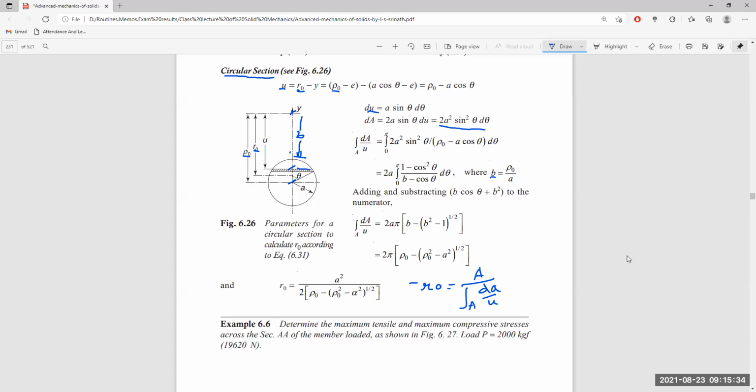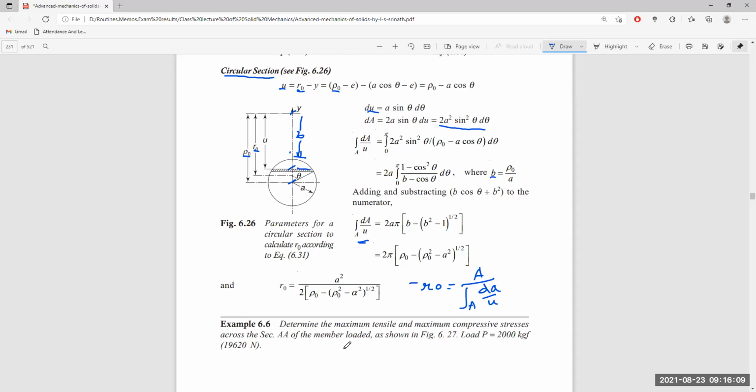So we have integrated this portion for the full circle, and this is our expression. We brought it here, and A is equal to pi r square. Pi r square is the area of the circle. So pi will cancel, and A is pi a square. a square remains as it is, and this rho 0 into rho 0 square minus a square to the power of one half. Now, let us go through one problem itself.